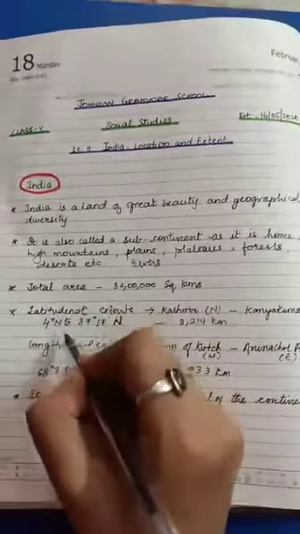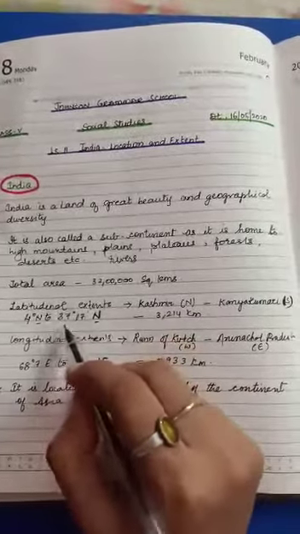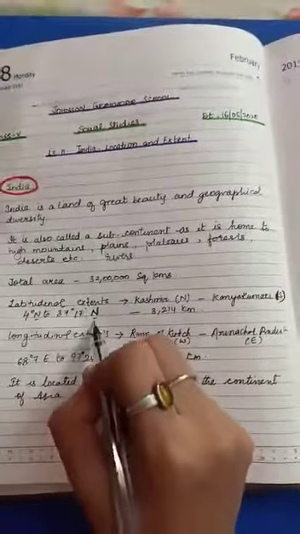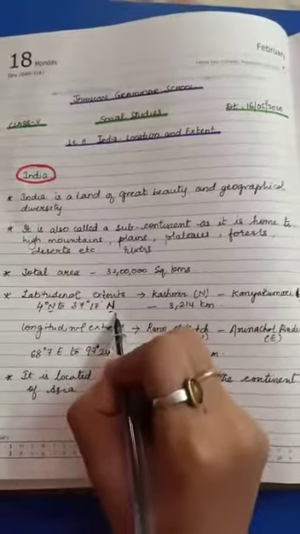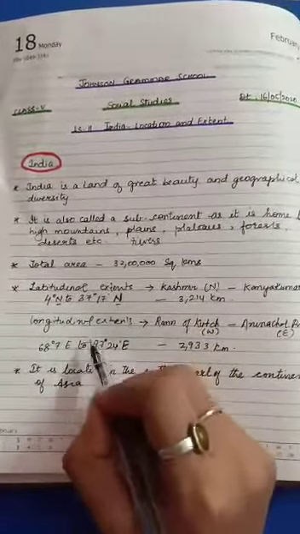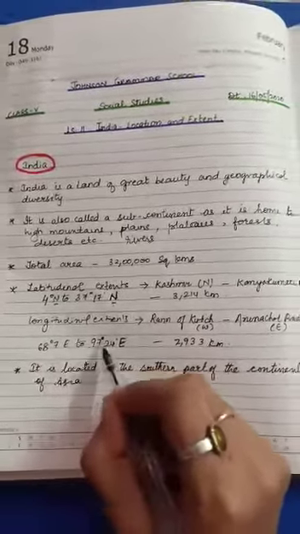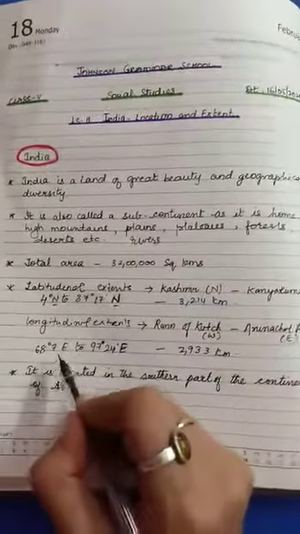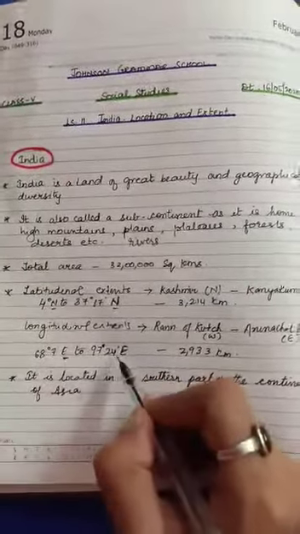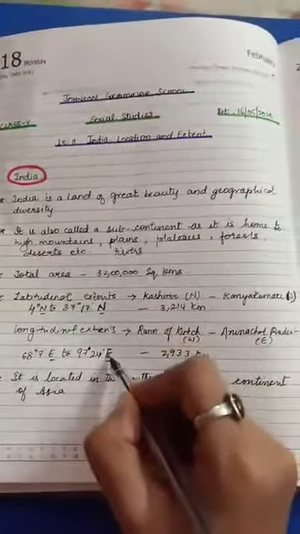We are writing N and N. When we write N and N, that means India is completely lying in the northern hemisphere, because on both sides we are writing N. So it is completely in the northern hemisphere. Next is the longitudinal extent, that is 68 degrees 7 minutes east to 97 degrees 25 minutes east. So this is completely in the eastern hemisphere. So India completely lies in the northern hemisphere and the eastern hemisphere.